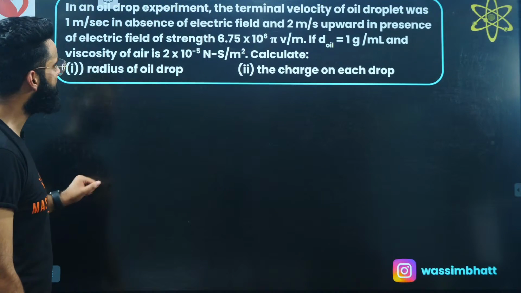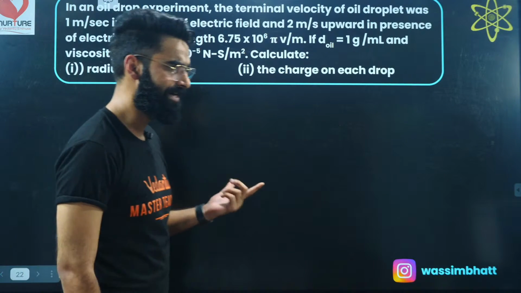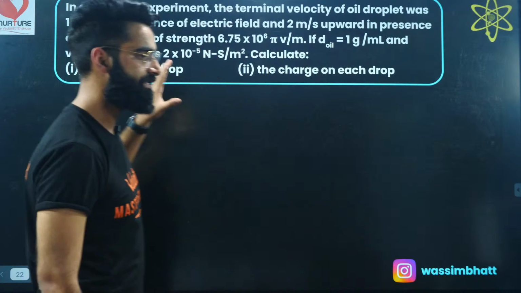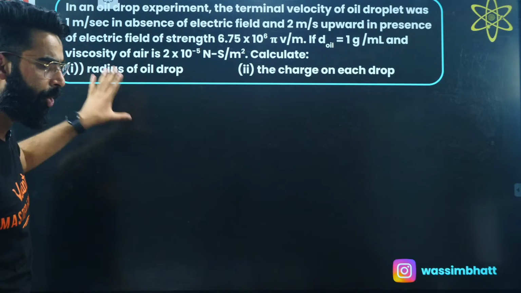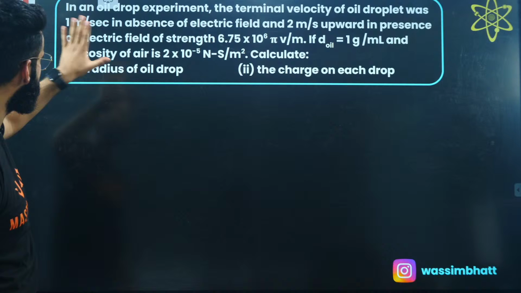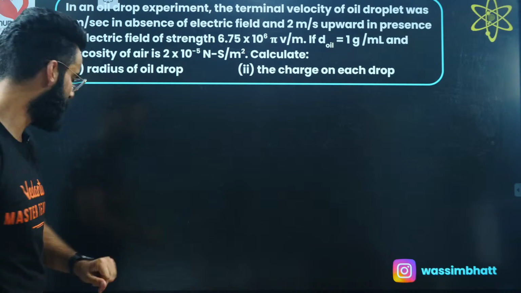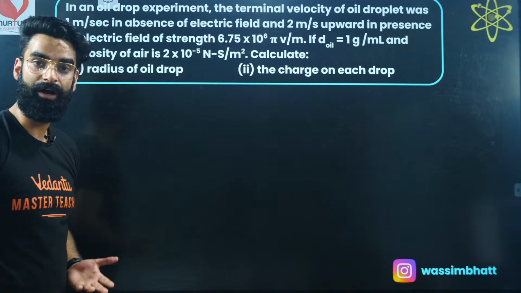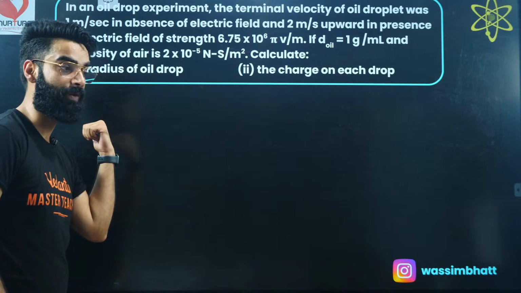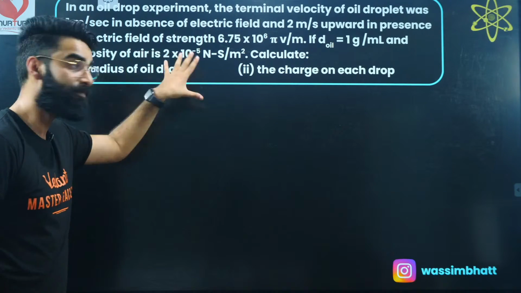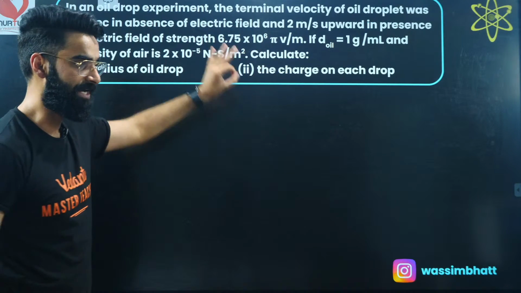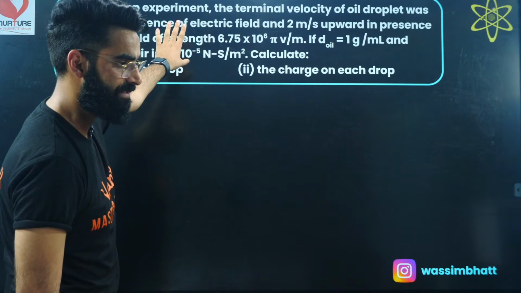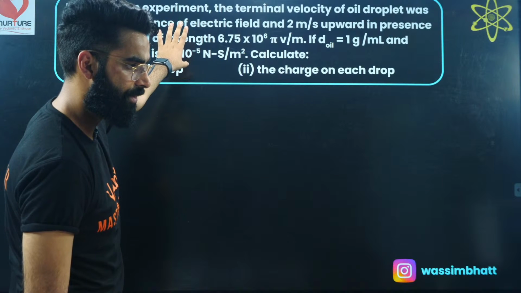So people, I'm giving you one question as homework. This is going to be your homework on the Millikan's oil drop experiment. It's a very simple question. I have already given you the formulas to calculate the radius and to calculate the charge. You know how to calculate R, you know how to calculate Q, and all the parameters are given in the question. You are going to let me know the answer of this question in the comment section.